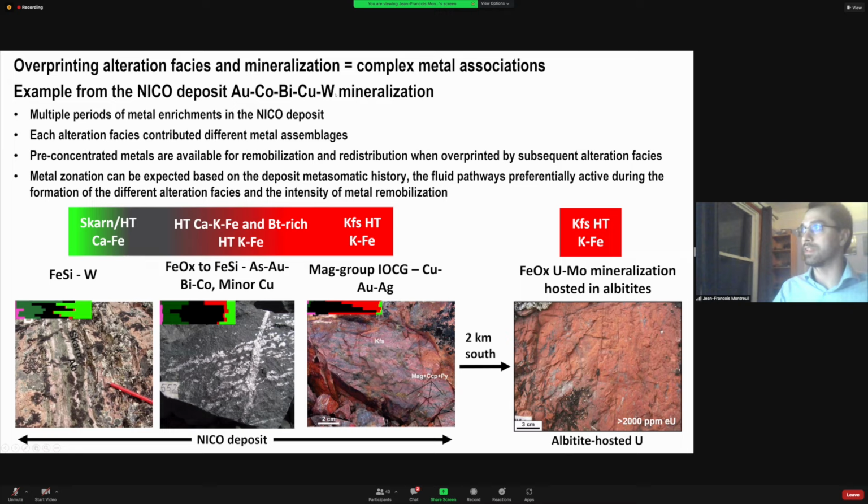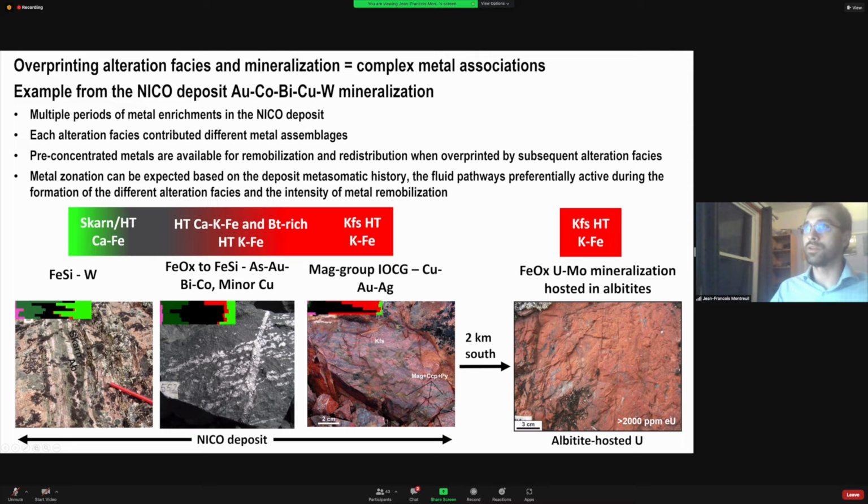It's important to discriminate and recognize when these metals are enriched, because this can really help to guide our exploration or understand how these systems are evolving and what will be the main type of metals we can anticipate in these zones of mineralization. An advantage of that as well is that if we have metals that are getting pre-concentrated in certain alteration facies and they get overprinted, then they can be available for remobilization and reconcentration by subsequent alteration that is superimposed over older alteration zones.